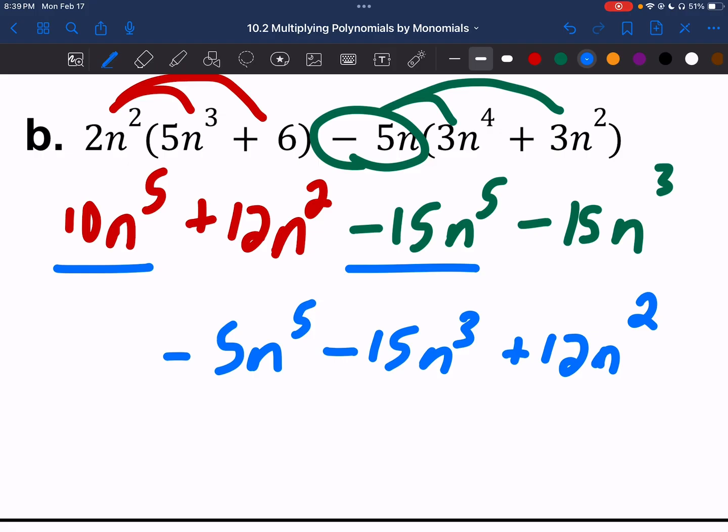If you did not put that into standard form, you would be losing half a point for not putting it in standard form. The expectation is the degrees of the monomials will decrease as we go across.